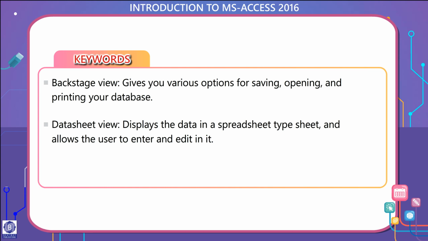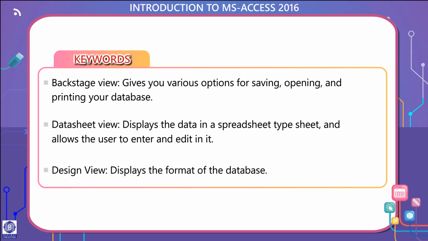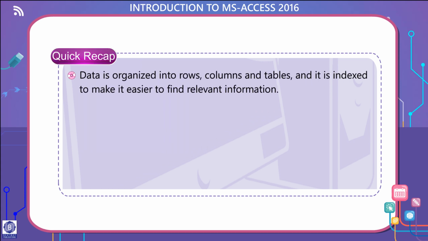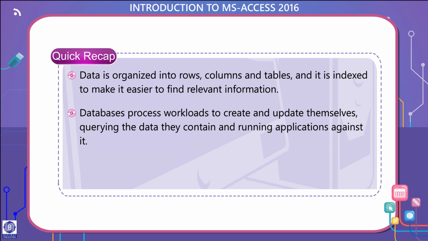Datasheet View displays the data in a spreadsheet type sheet and allows the user to enter and edit in it. Design View displays the format of the database. Quick recap. Data is organized into rows, columns and tables, and it is indexed to make it easier to find relevant information. Databases process workloads to create and update themselves, querying the data they contain and running applications against it.